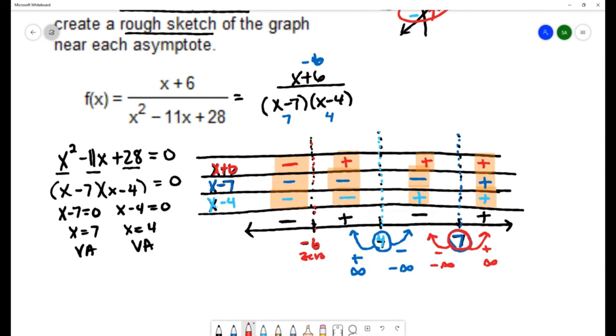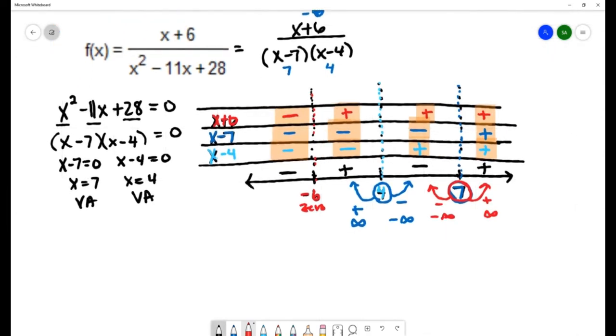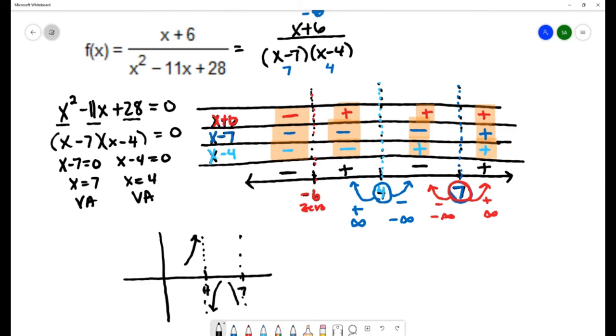So if I were to sketch a graph near these vertical asymptotes, here's my coordinate plane. I'm going to mark 4 and 7, put vertical asymptotes at 4 and 7. To the left of 4, I'm going to positive infinity. To the right of 4, to negative infinity. To the left of 7, to negative infinity. To the right of 7, positive infinity. So that gives me a sketch near those asymptotes.